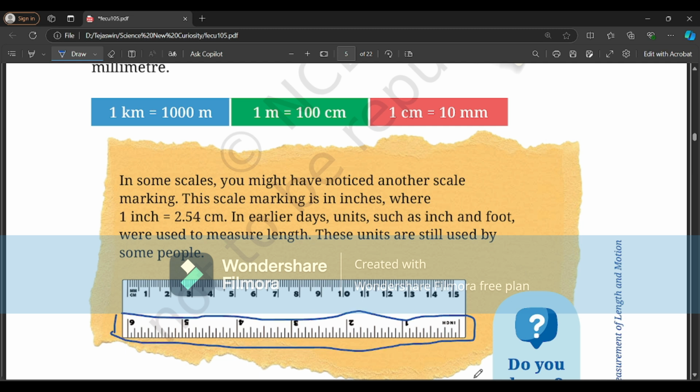So on this scale, if you see between 5 and 6, this is 1 inch. Okay, and so 1 inch, if you compare, is equal to 2.4 centimeter. Correct? It is around 2.4 centimeter. So these units are still used by some.